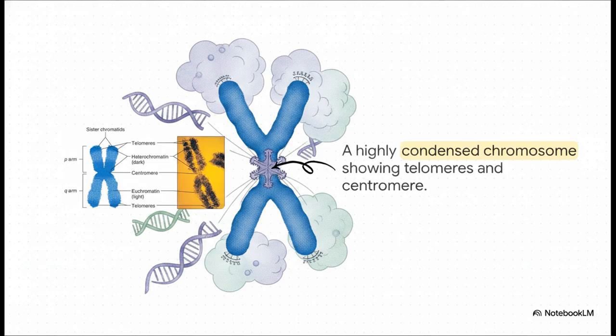These are repetitive sequences that act kind of like the plastic aglets on the ends of your shoelaces. They protect the chromosome ends from degrading or fusing together. And right in the middle, holding the 2 sister chromatids together, is the centromere. This is absolutely essential for making sure the chromosomes are evenly segregated when the cell finally divides.